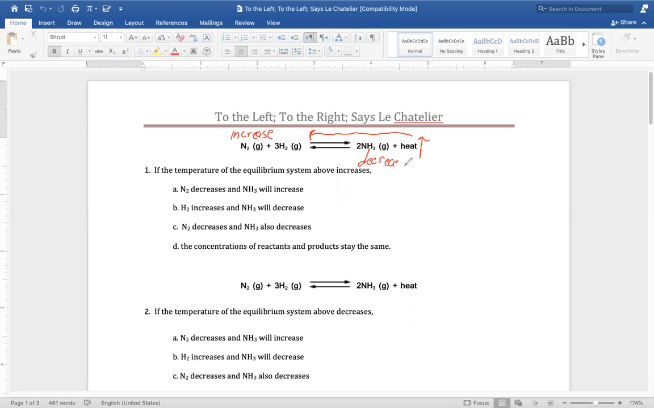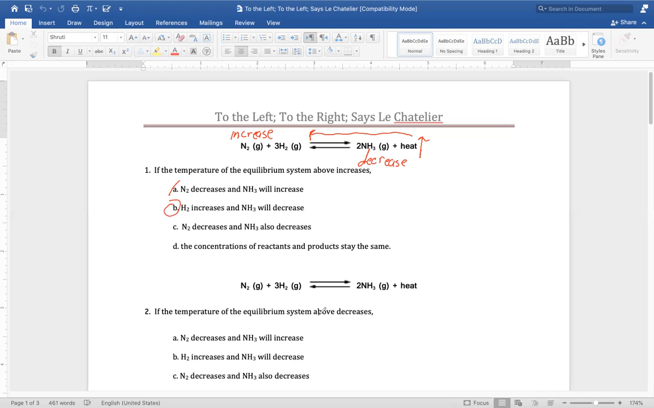So let's see which answer best describes that. So if the temperature of the equilibrium system above increases, we're going to get more of this side and less of this side momentarily. So N2 decreases. So if we look at N2, there it is. That's not right. So we can see there N2 is going to increase. H2 increases. So that's true. NH3 will decrease. So I find NH3 there. So that is true. So this is the correct answer. So there we go. Let's go down to the next one.